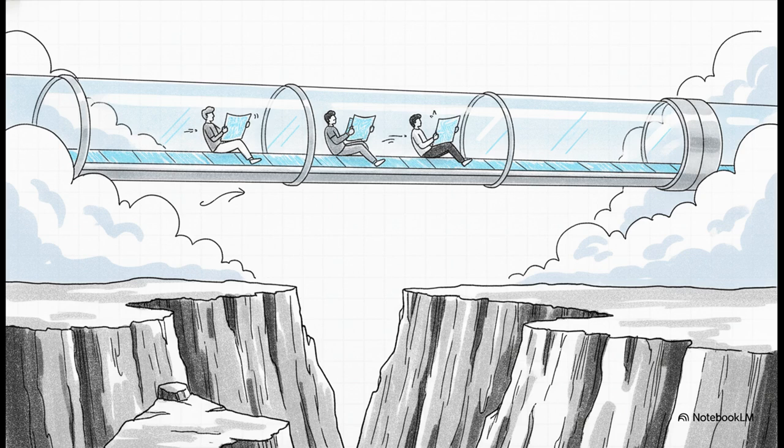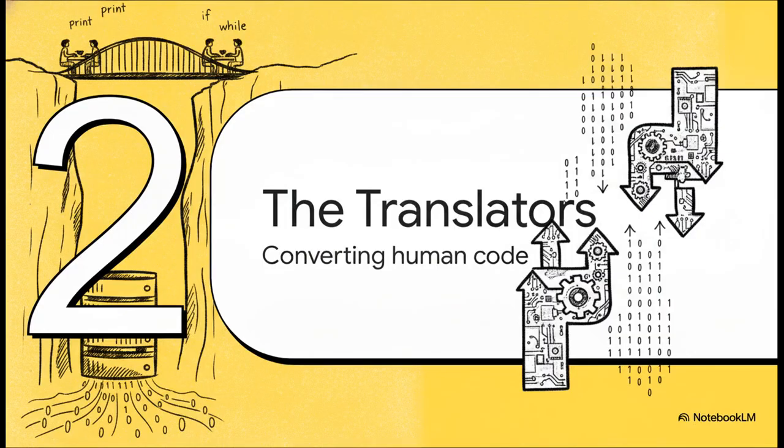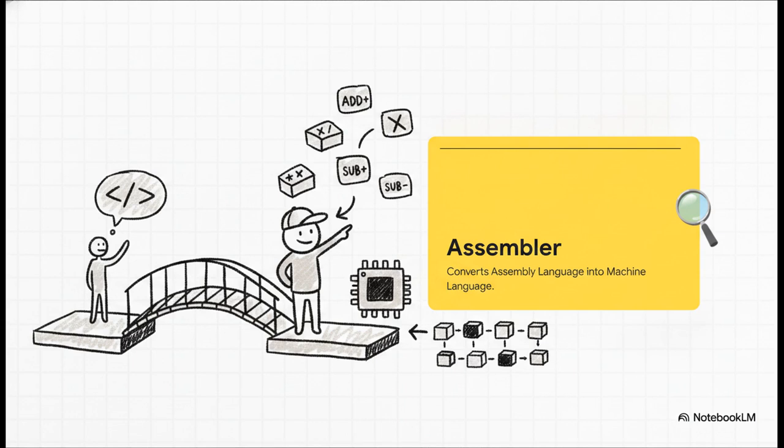But wait, if we're up on this automated sky bridge writing code using English words like print, and the computer at the bottom of the canyon only speaks ones and zeros, how does the computer actually understand us? Well, we need guides. Section 2. Meet your translators. A translator is basically a software program that converts our human-readable code into machine language. And just like we have three bridges, we've got three main types of translators.